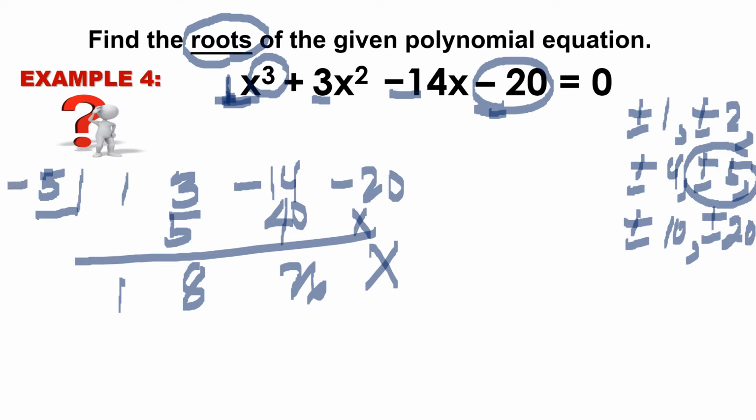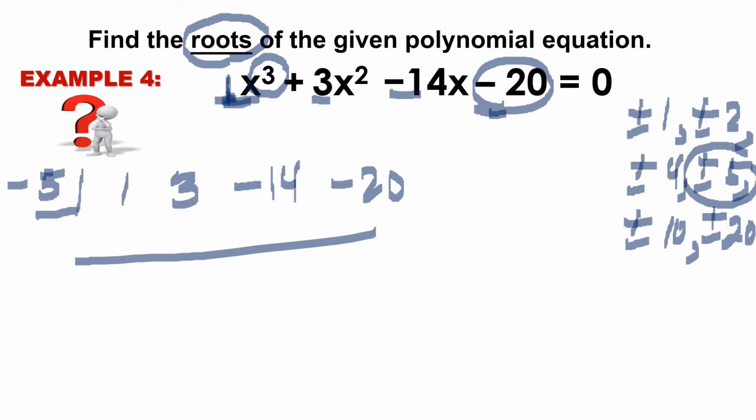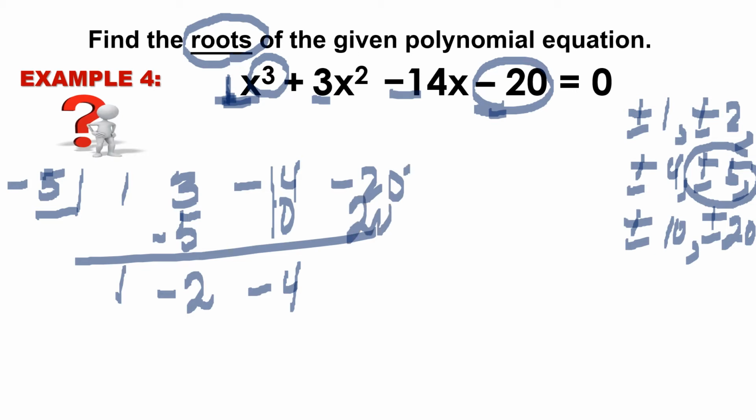Now, let me change it to negative. Then let me erase all this, and then try again if negative 5 will be a root. Okay. Bring down 1. 1 times negative 5 is negative 5. 3 minus 5 is negative 2. Negative 2 times negative 5 is positive 10. Negative 14 plus 10 is negative 4, times negative 5, positive 20. Finally, we got it. Therefore, negative 5 is a root.